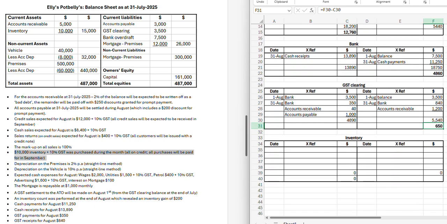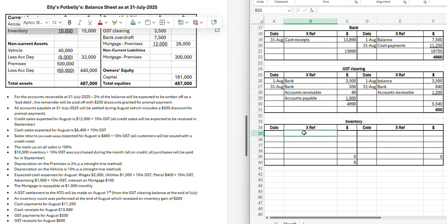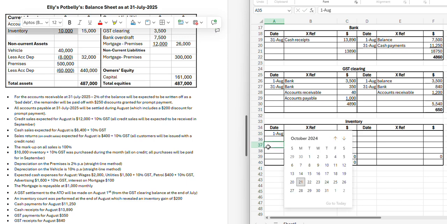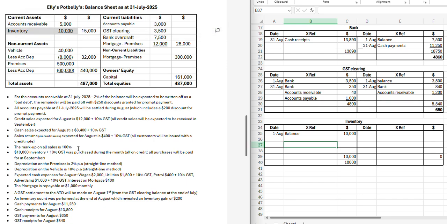Okay, the last account, inventory. So step one, put in your opening balance. Inventory is an asset, future economic benefit when you sell it for a marked up value. So the entry is balance, 1st of August, is 10K. All right, lots of possible entries for inventory. Our first one, we need to make a note of the fact that the markup on all sales is 100%. So when we get the sale price, to work out our cost of sales, we can just halve that revenue figure. Ignore the GST, that's not relevant to cost of sales.